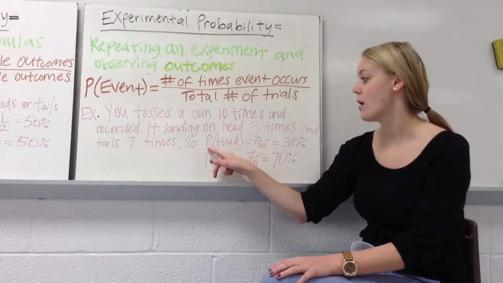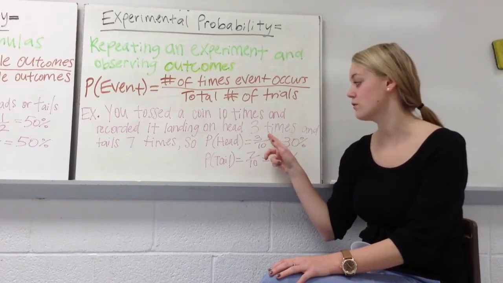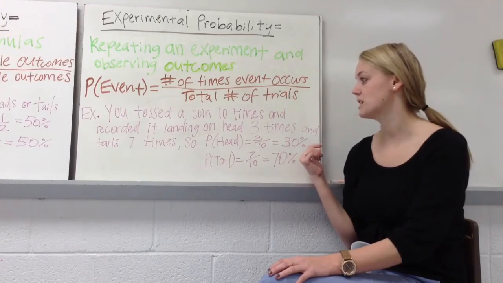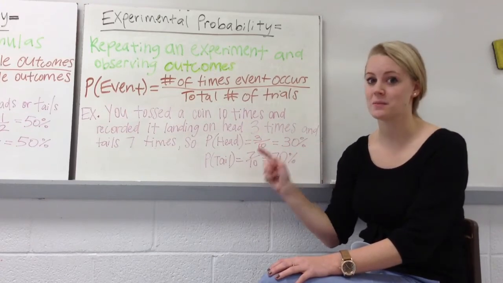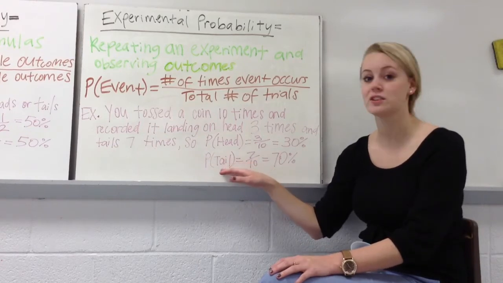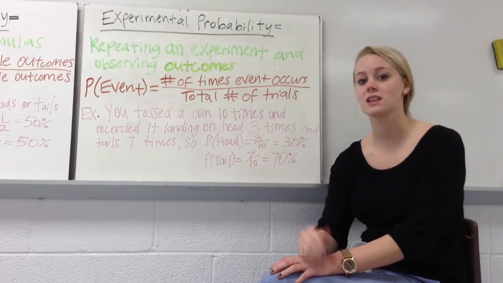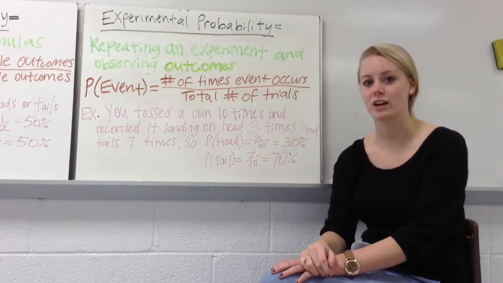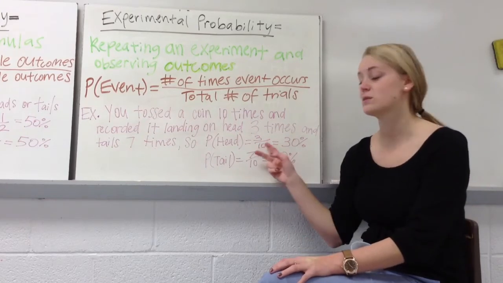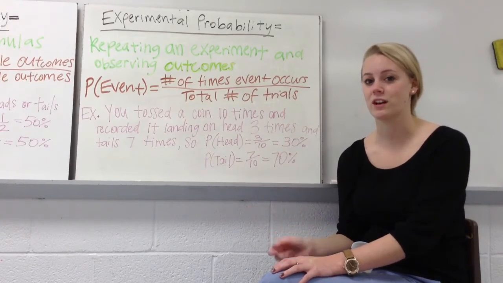Then the probability of getting heads would be 3 out of 10, because that's what we got in our experiment, which is 30%. If we got heads 3 times, then we got tails 7 times. So the probability of getting tails in this experiment was 7 out of 10, which is 70%. Notice that this is different from the theoretical probability, because that was 50% for heads and for tails. This one's a little bit different because the experiment happened and we got a slightly different answer.